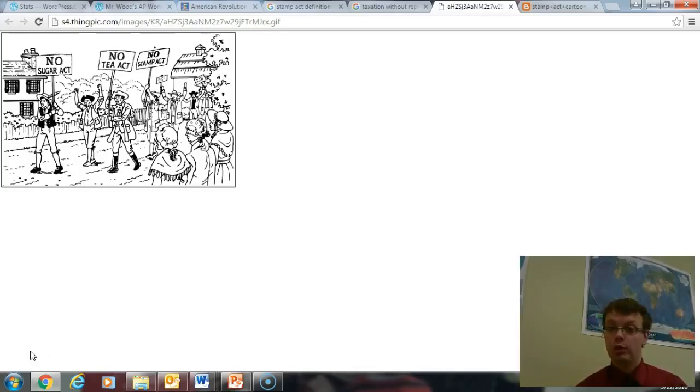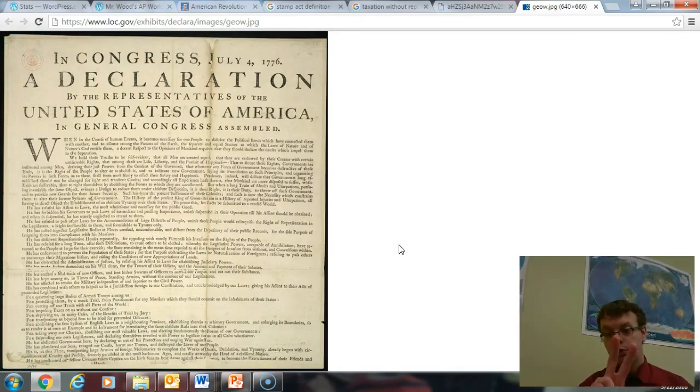So one of the slogans of the American Revolution became no taxation without representation, or basically, don't tax us unless we have some kind of representative. And again, this will be one of the major slogans of the American Revolution, which will lead the colonies to becoming an independent country.